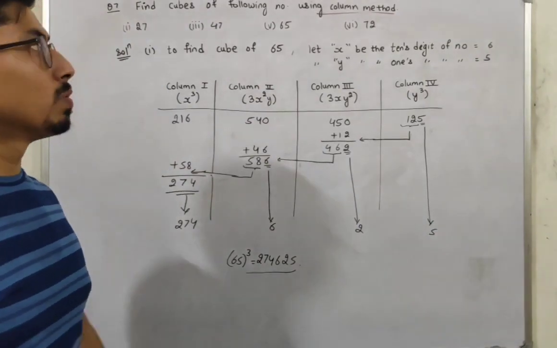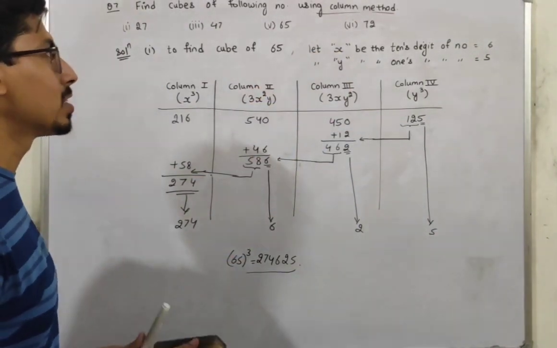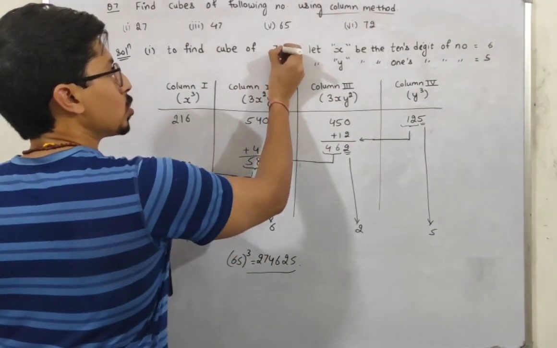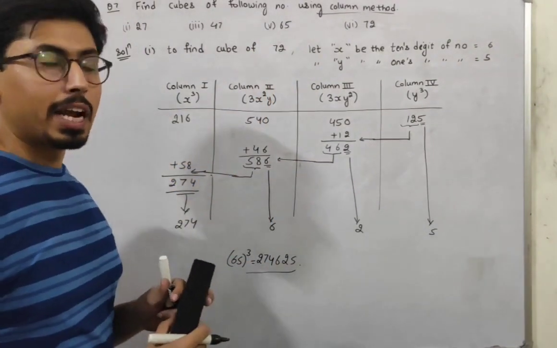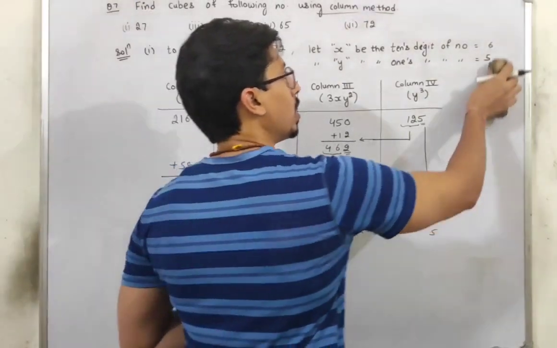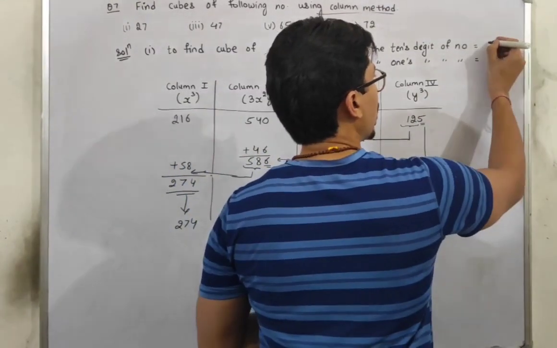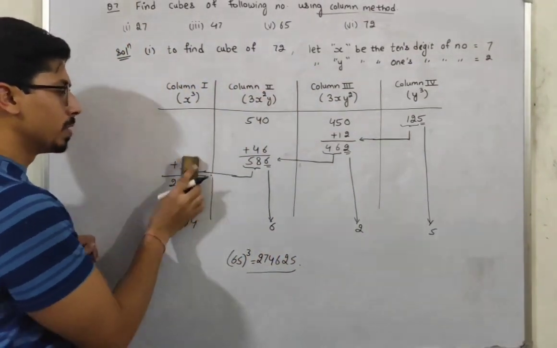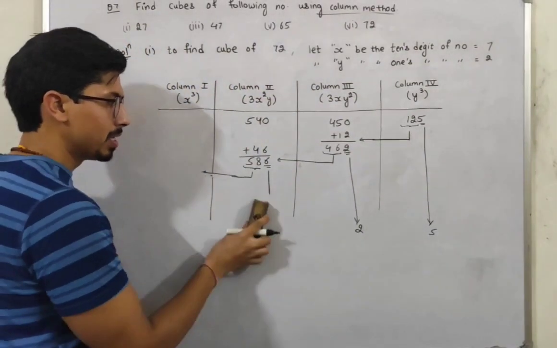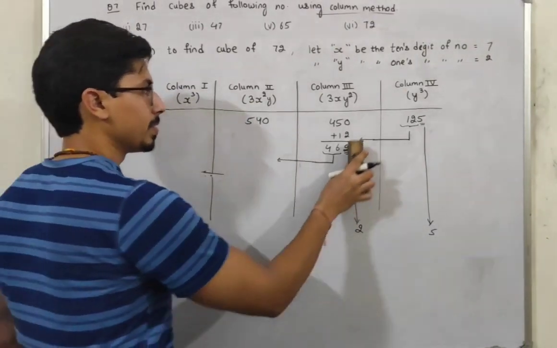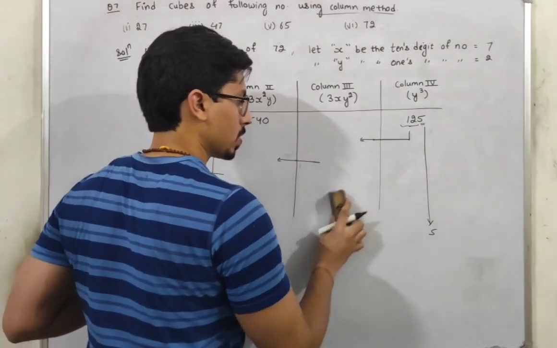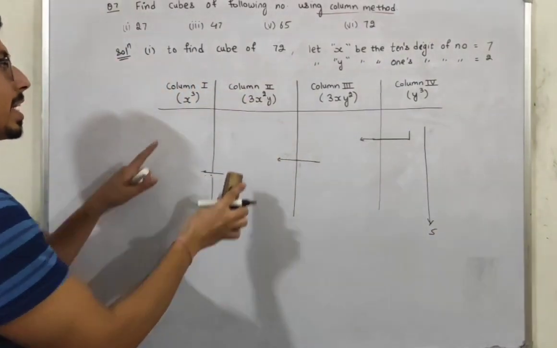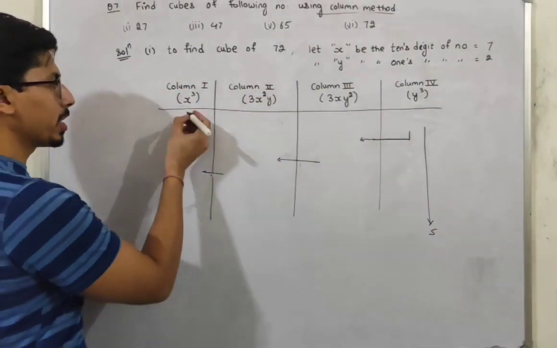Now moving forward to our last part, that is 72. So if I just take 72 here, the tens place is 7 and the ones place is 2. So we have 7 and 2 here. Okay students. So if I take x cube, so if I just write these numbers, it will be, see, x cube. So 7 cube is 343.